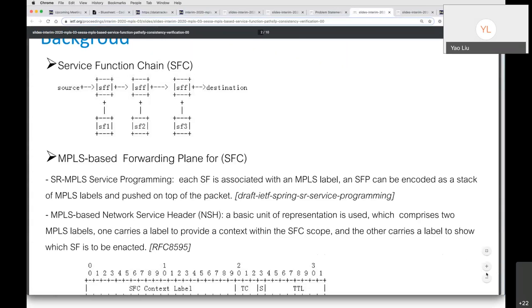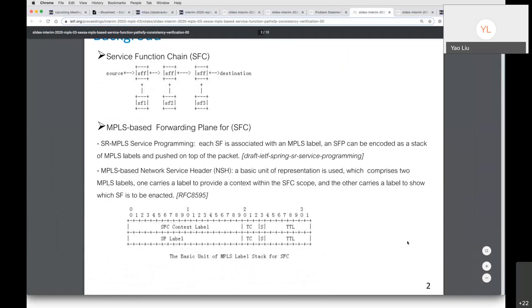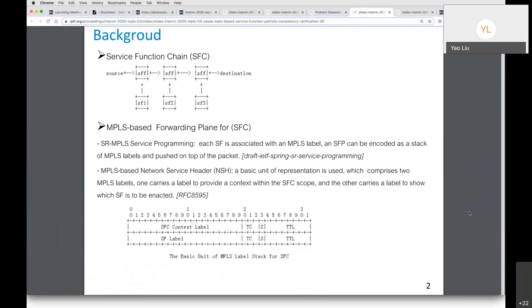MPLS can be used to realize service function paths. So far, there are two methods. One is based on SR service programming, where each service function is related with an MPLS label. Another is defined in RFC 8595. An MPLS label stack is used to carry the logical representation of NSH.